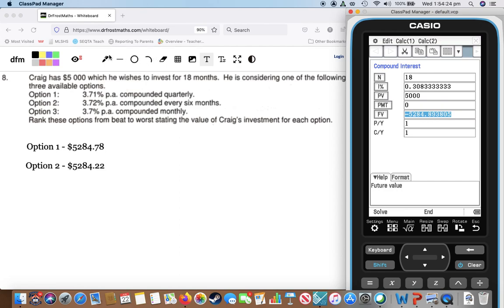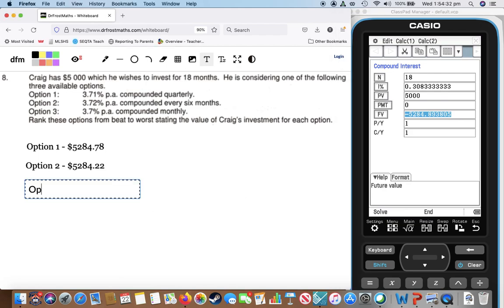So there's not many differences for Craig's options. The last option appears to be slightly better than the other two, but pretty negligible. Option 3, sorry, did I say option 2? Option 3 is the best option, sorry. 5284.89. And we just need to rank them.